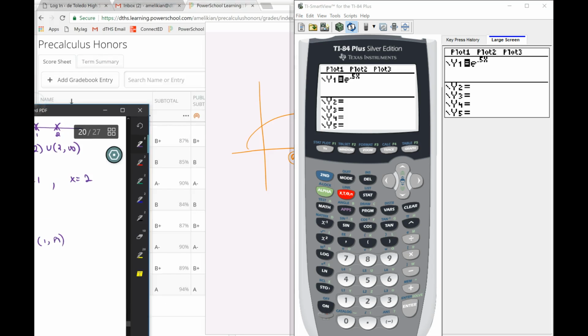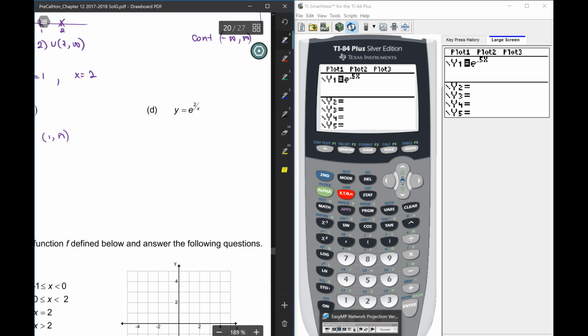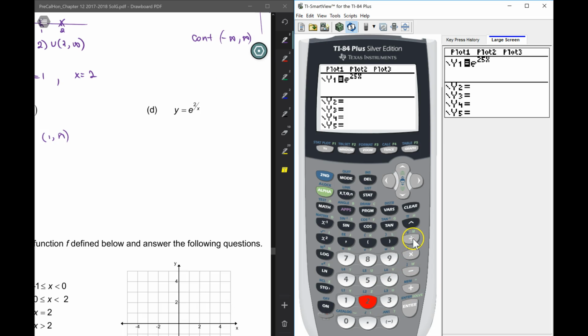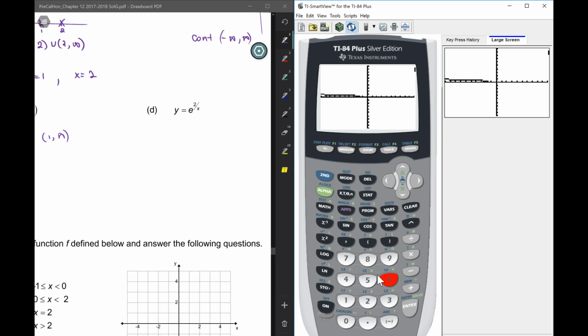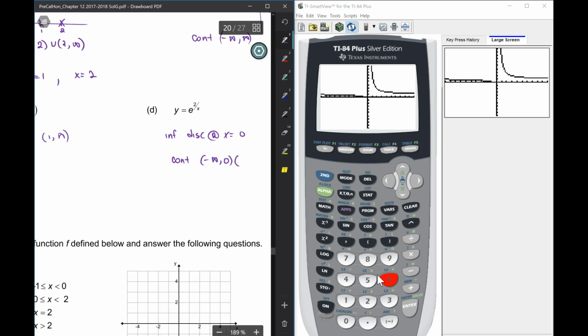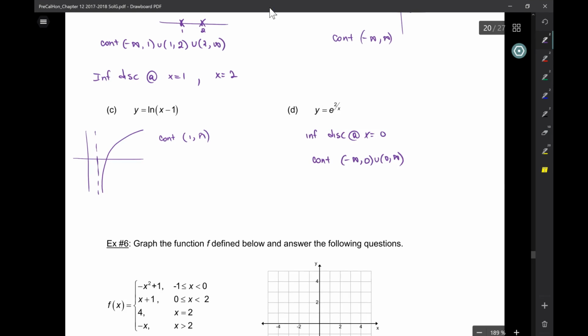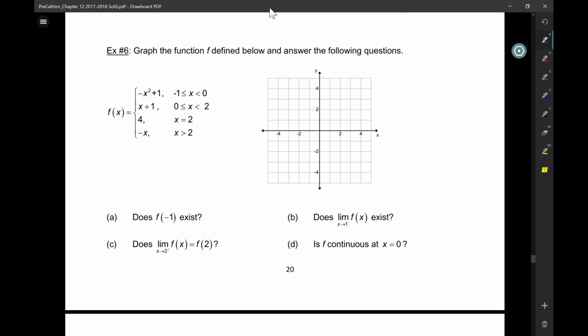Okay, so this one here, it's 2 over x. Not 1 over 2x. 2 over x. Do you see that? Where is there a discontinuity? At x equals 0. So there is an infinite discontinuity at x equals 0, and it's continuous from negative infinity to 0, whoops, 0 to infinity. Is there a removable one? No.